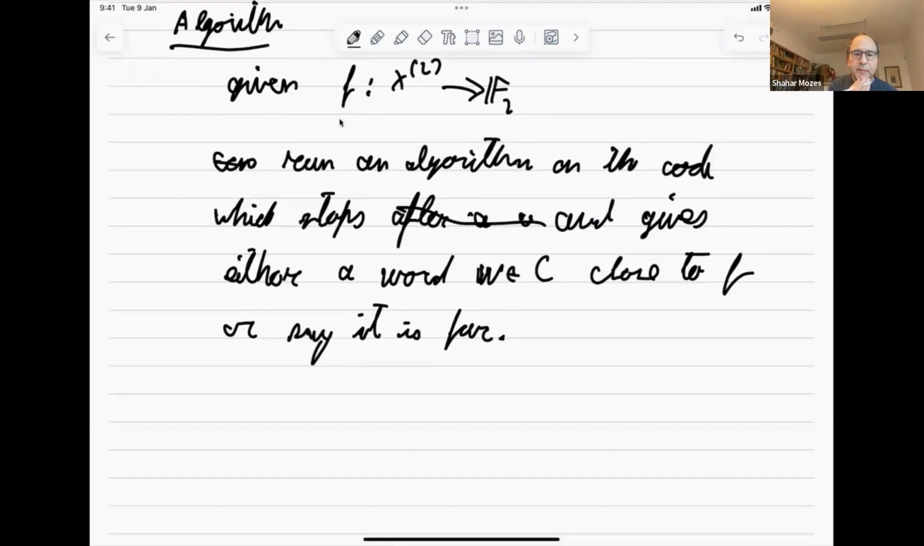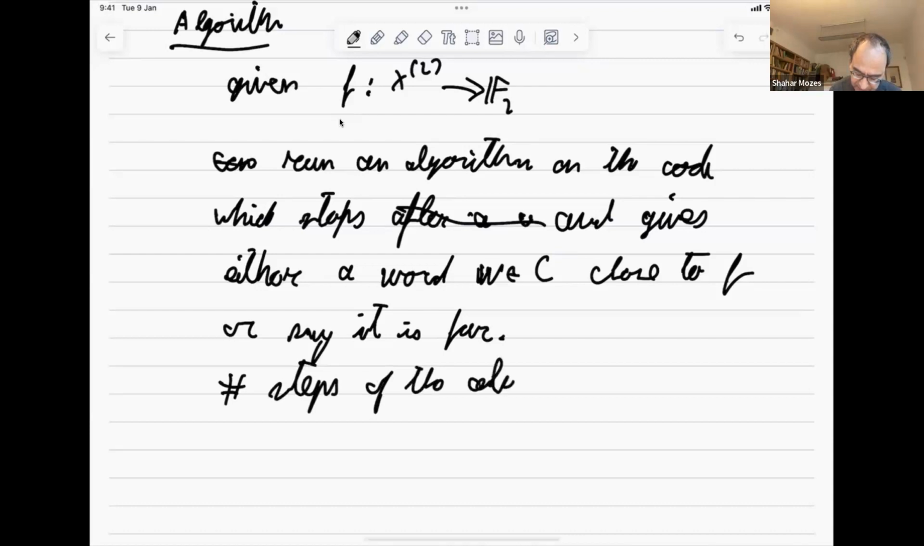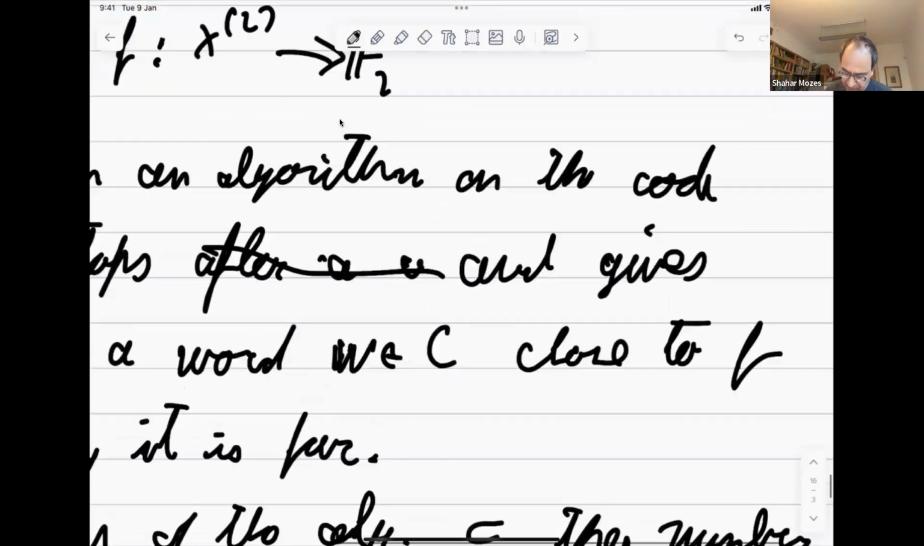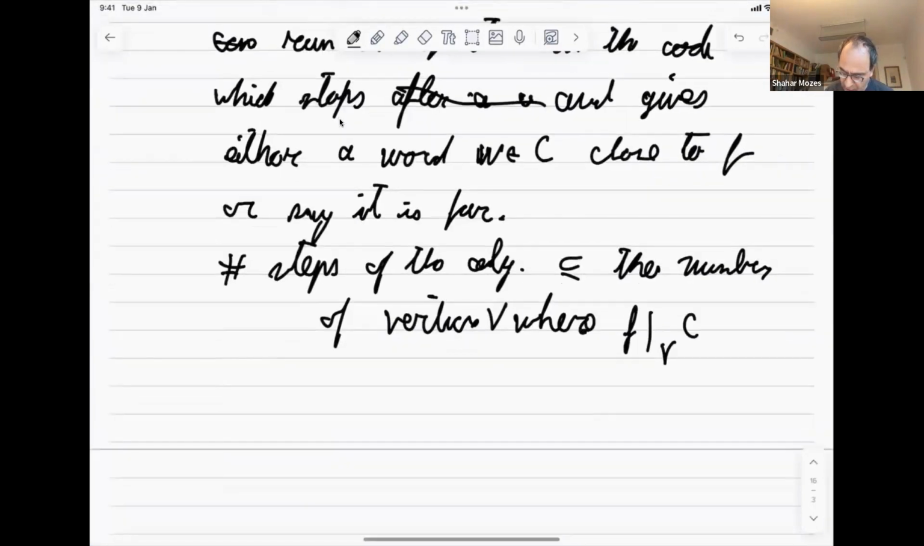Okay. The point is the following, that the number of steps of the algorithm is bounded by the number of vertices V where F restricted to V does not belong to CA tensor CB.